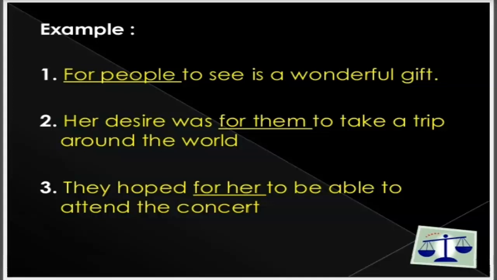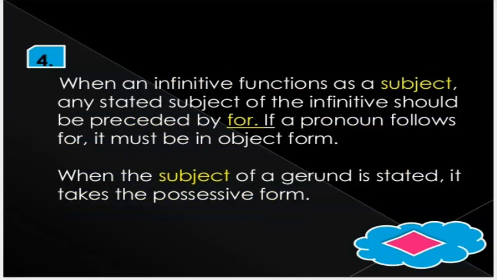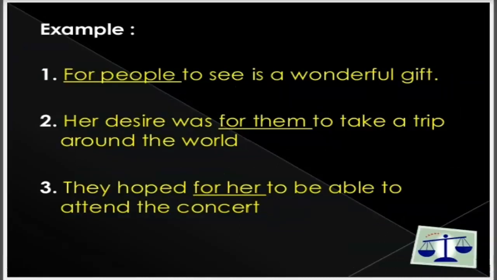We find here that the sentence starts with the preposition for and it is followed by a noun and then the infinitive to see. Her desire was for them to take a trip around the world. They hoped for her to be able to attend the concert. So in all these three examples, we see the usage of the word for, and a noun follows that. That is the subject, and therefore after that we have to see, to take, and to be able to attend. These are the infinitives.